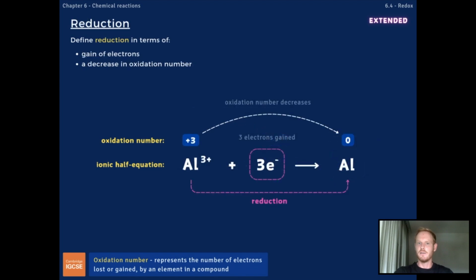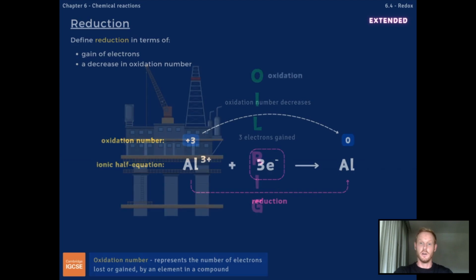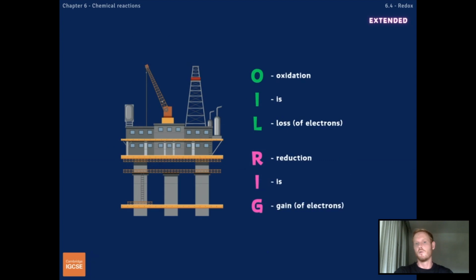Reduction is the gain of electrons or a decrease in oxidation number. For example, in this reaction, an aluminium ion gains 3 electrons to form a neutral aluminium atom. Oxidation number has decreased from +3 to 0, so the aluminium ion has been reduced. The mnemonic OIL RIG can be used to remember oxidation and reduction in terms of electron transfer. Oxidation is loss of electrons or an increase in oxidation number, and reduction is gain of electrons or a decrease in oxidation number.